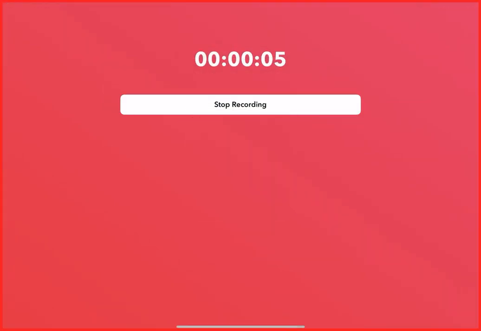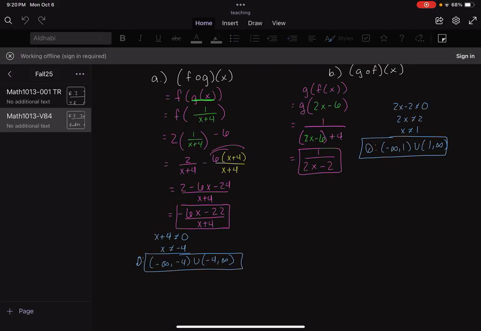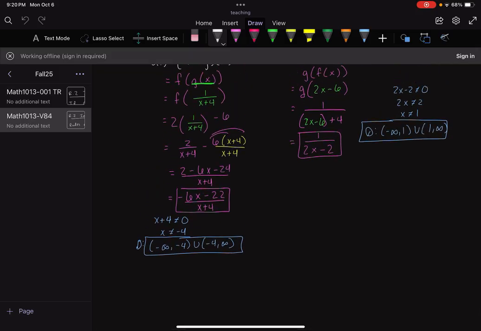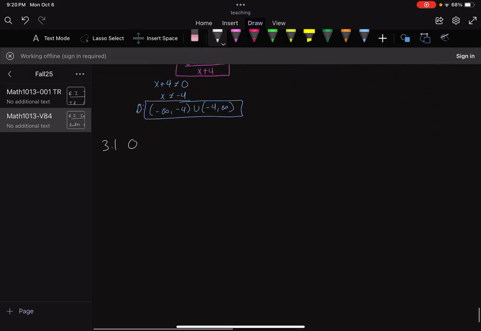This one is the only section in chapter 3 that we do. So this is 3.1, and it is quadratic functions and applications.